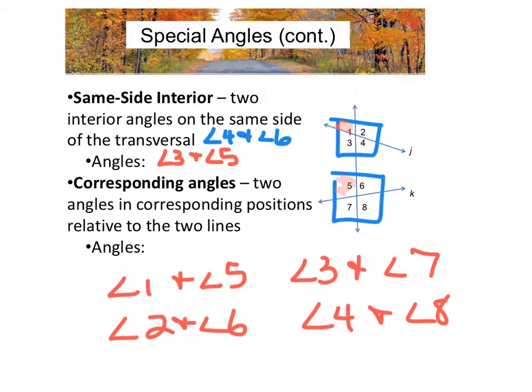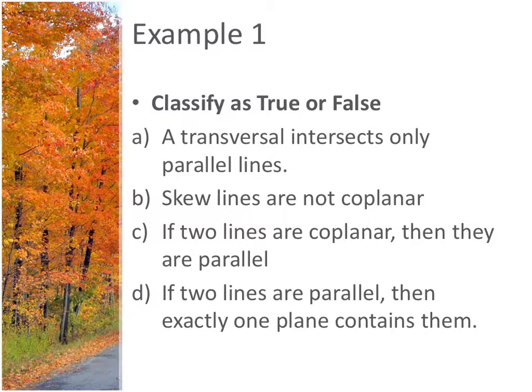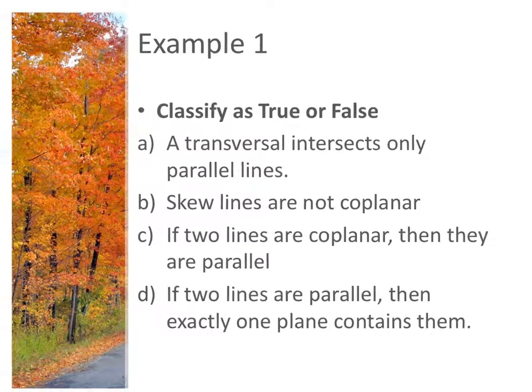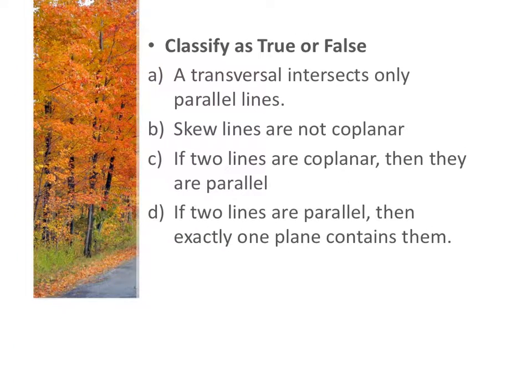Let's go on to the next slide. So now we have some true false based on what we just discussed. True or false, a transversal intersects only parallel lines. False. Good, false. They just had to be coplanar lines. So this one is false. Perfect.